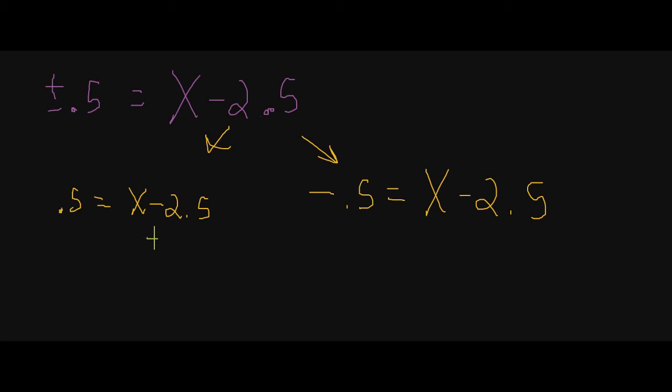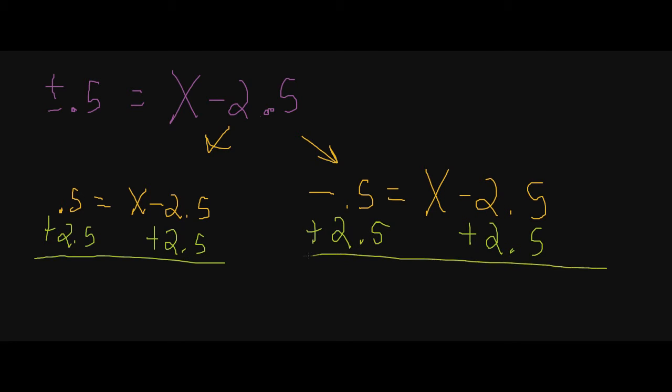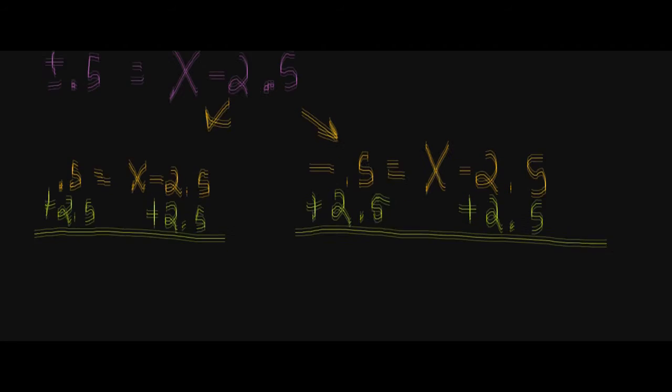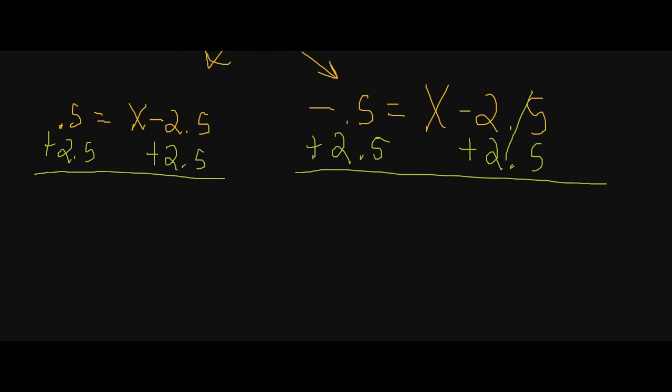So we're going to get plus 2.5, plus 2.5. And we're going to do the same thing here. Plus 2.5, plus 2.5. Okay. And now we just solve for this problem. These are going to cancel. So we're going to get x is equal to, well, if we compute this, it's just going to be 2. And now we go and do this over here. Well, these are going to cancel. And we're going to get, well, in this case, it's going to be 3.